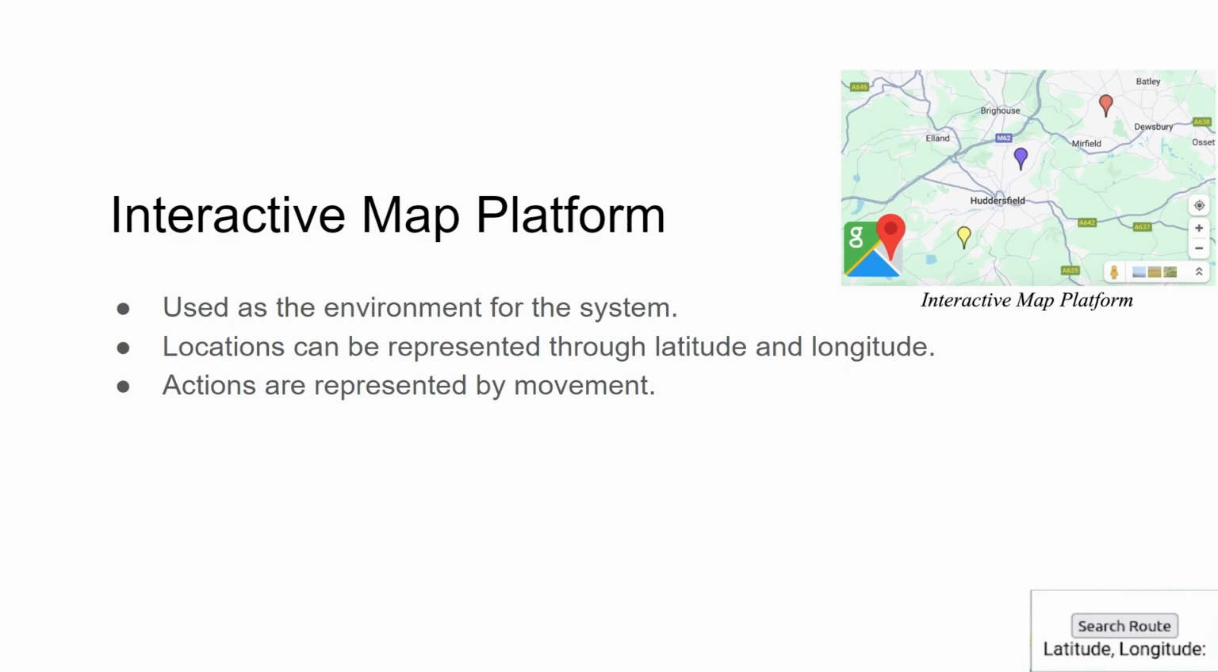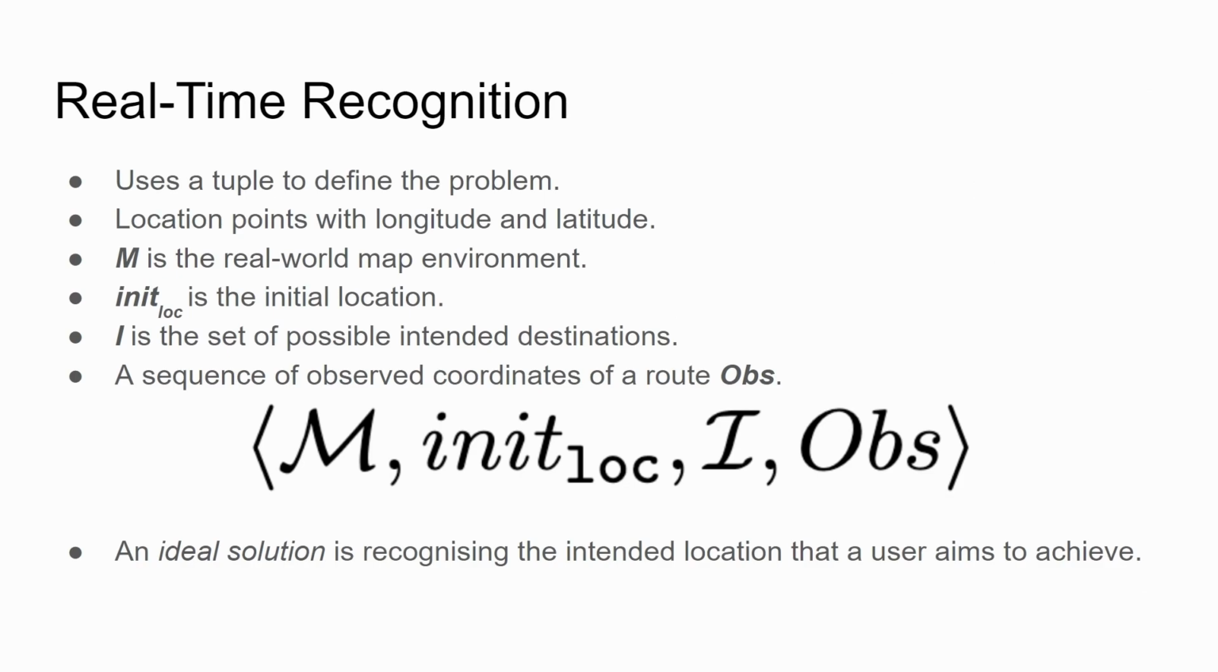The interactive map platform is used as the environment that is represented by the road network with location points of interest, and the state space consists of the geographical locations on the map. A location point is represented using latitude and longitude coordinates in a map. Actions are represented by moving from one location point to another, following a specific route or path according to a transportation mode, such as driving or walking. We define a route as a sequence of latitude and longitude coordinates that achieves a specific location point from an initial location point.